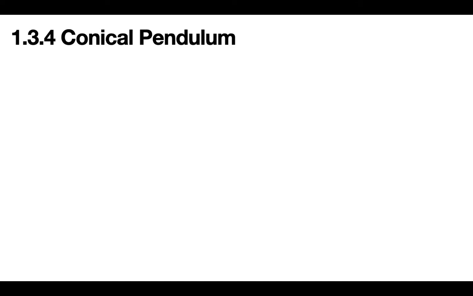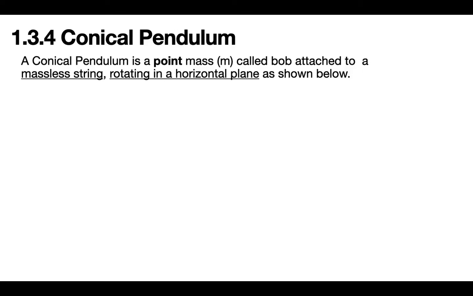Now let's look at the conical pendulum. So what is a conical pendulum? A conical pendulum is a point mass m, called the bob, attached to a massless string rotating in a horizontal plane as shown below. This is a massless, inextensible string, so with a weight or force there will be no expansion in the string. A bob or point mass having mass m is attached, and it is rotating in a horizontal plane as shown.